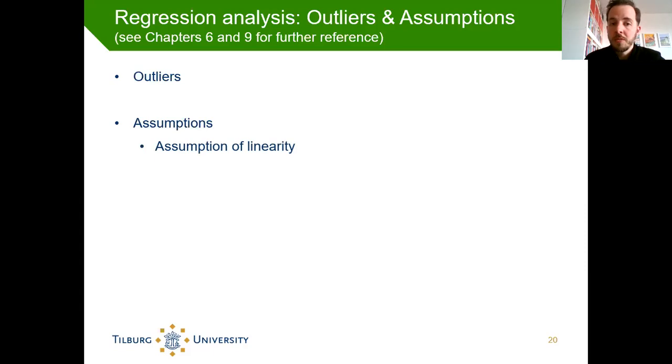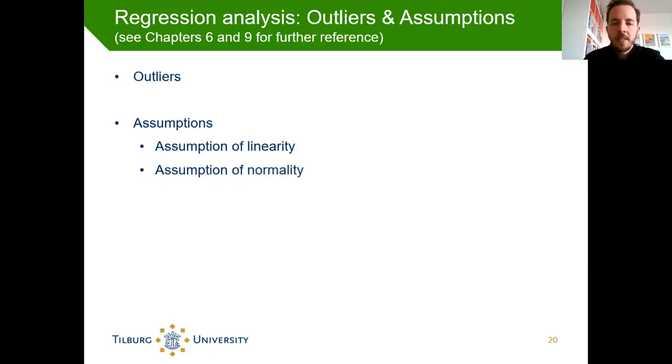One is, for instance, the assumption of linearity. This means that you must be able to fit a linear straight line through your data. Sometimes this is not possible. Sometimes you can only fit a very curvy line through the data. In those cases, regression analysis is not the right method to use. This is something that your assumptions will tell you.